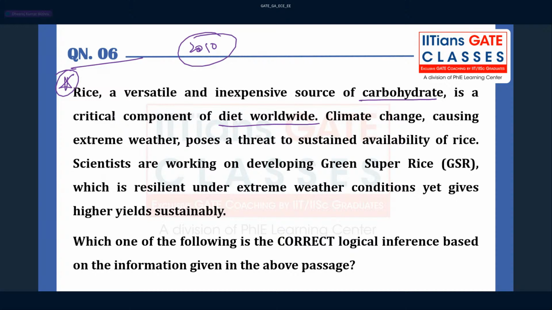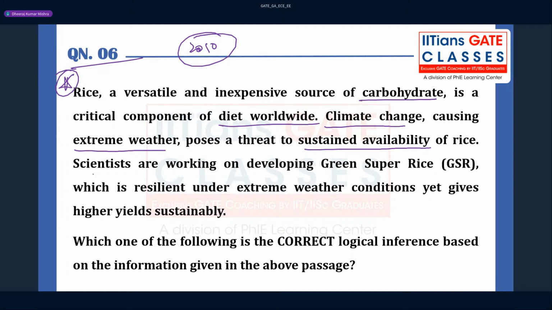Climate change. Now something is written here: climate change causing extreme weather poses a threat to sustained availability of the rice. Now this is kind of a negative thing they are talking about. If there is climate change, then for the sustained availability of the rice, there is a problem, right? There is a threat, you can say.